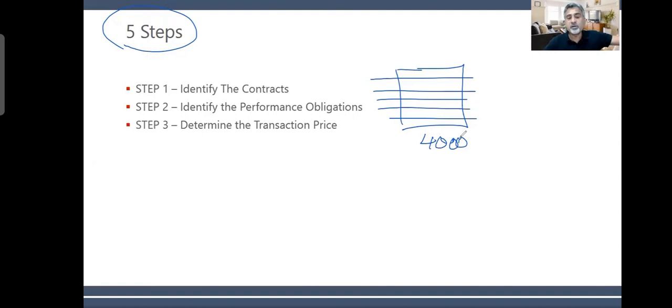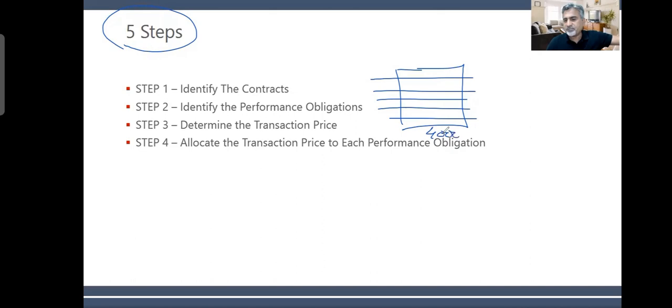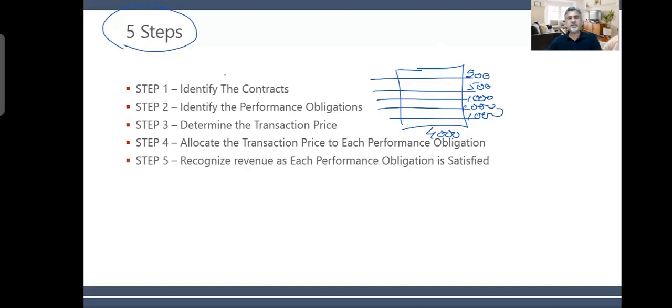And step number 4, allocate the transaction price to each performance obligation. So what we did before, we said that how much is the contract for? The contract is for 4,000. And then this 4,000 belongs to different performance obligations. This is 500, this is 500, this is 1,000, this is 1,000, and this is 1,000. So you split it. So this is step number 4. And step number 5, recognize the revenue as each performance obligation is satisfied.